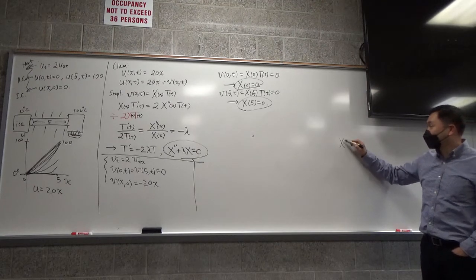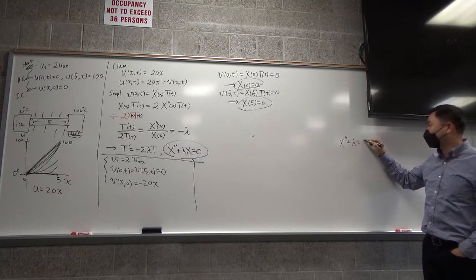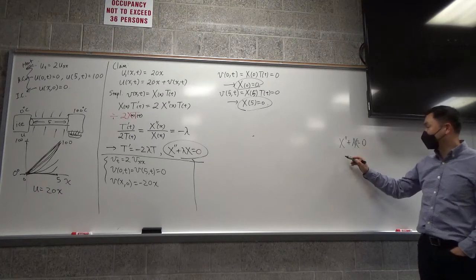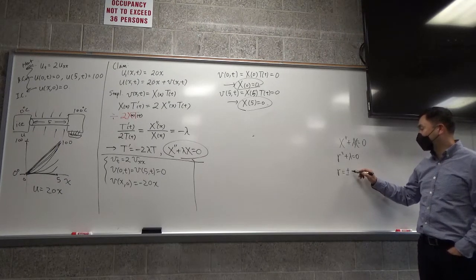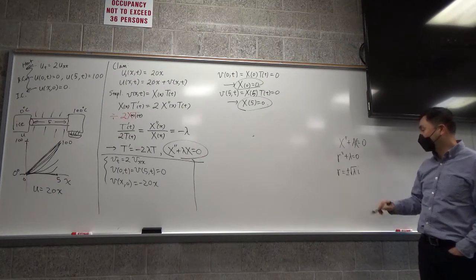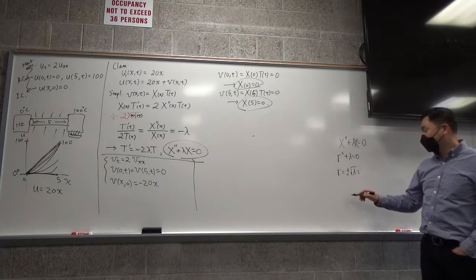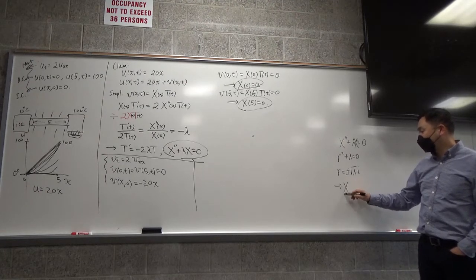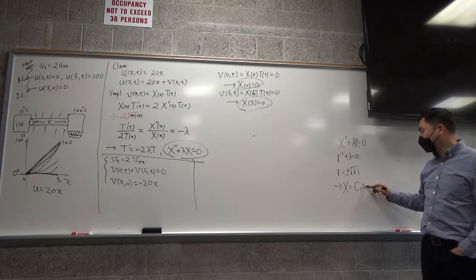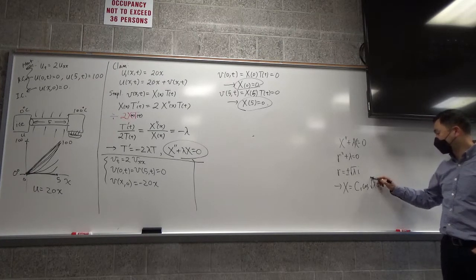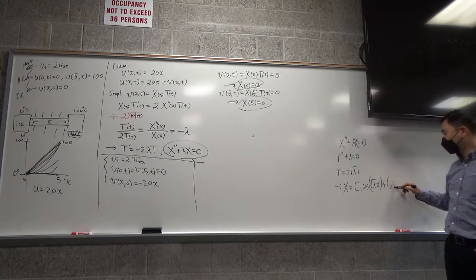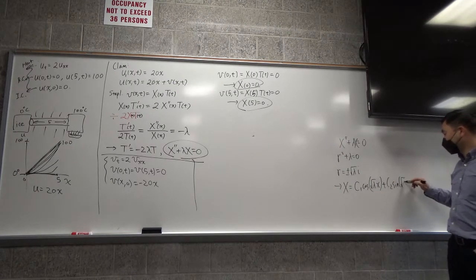So you're doing x double prime plus lambda x equals 0, so that r squared plus lambda equals 0, so that r is plus minus square root of lambda i. And therefore, your x must be c1 times cosine square root lambda x plus c2 times sine square root lambda x.